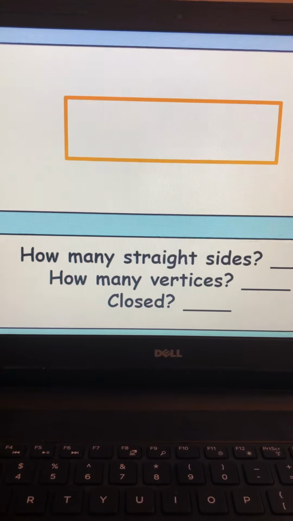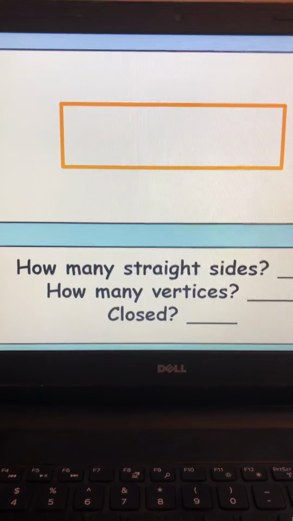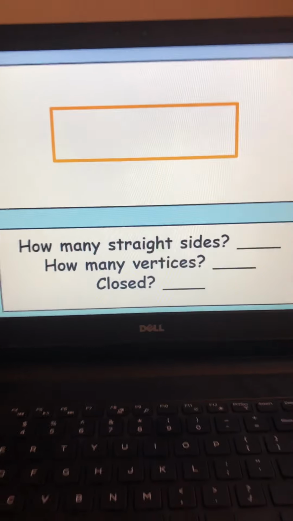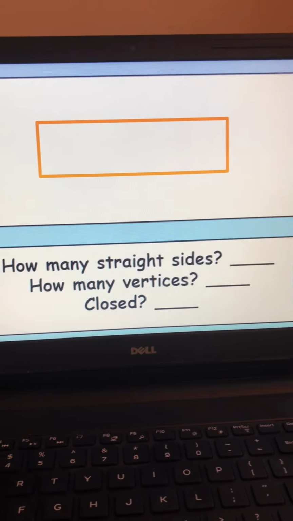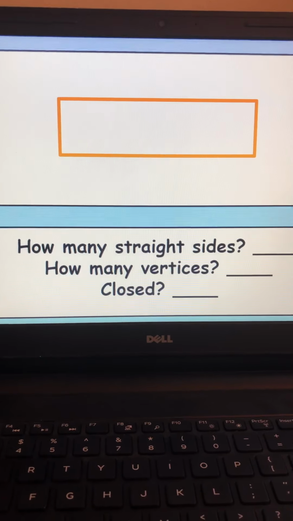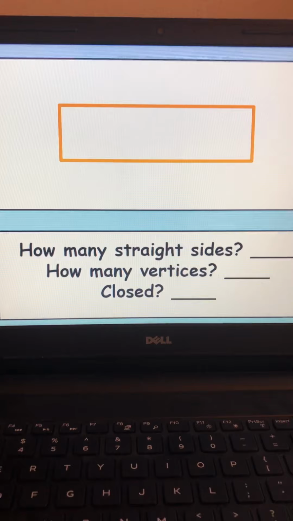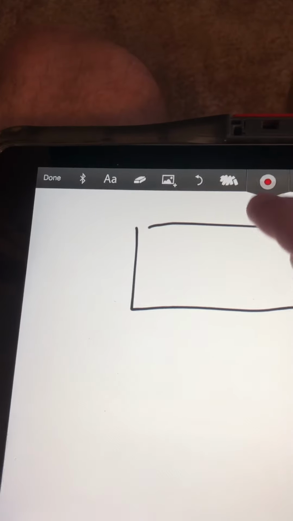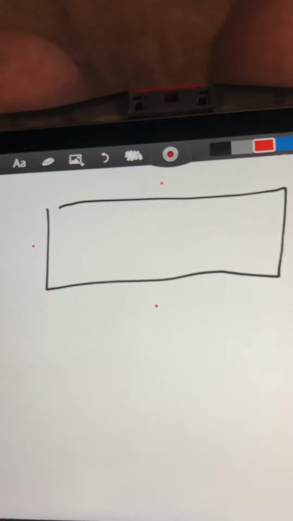How many straight sides are there in this shape? How many vertices? And is it closed? So go ahead and get your Show Me app. And you can always pause it if you're not ready yet. Okay, so how many straight sides? Let's start by drawing the rectangle. Straight sides, we see 1, 2, 3, 4 straight sides.